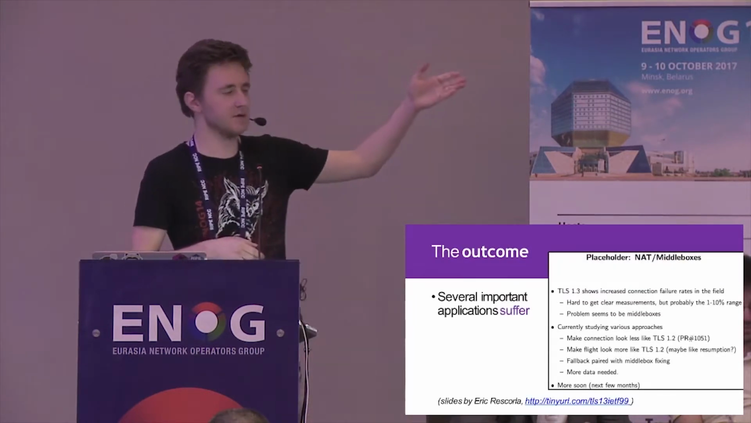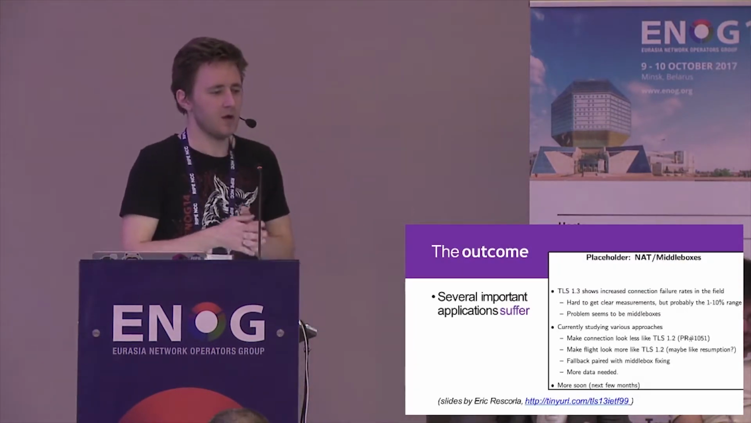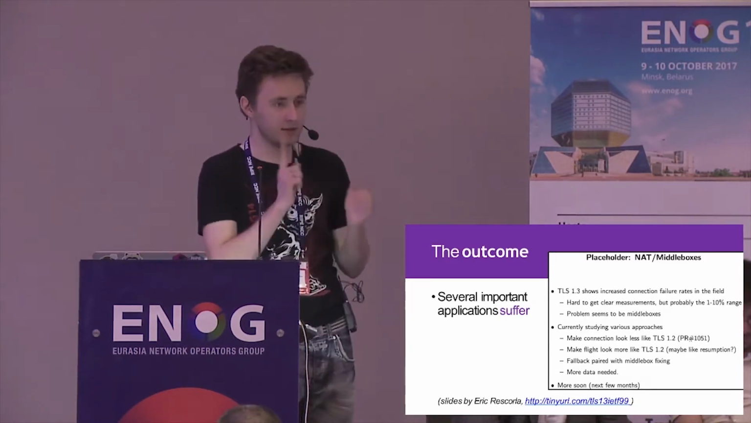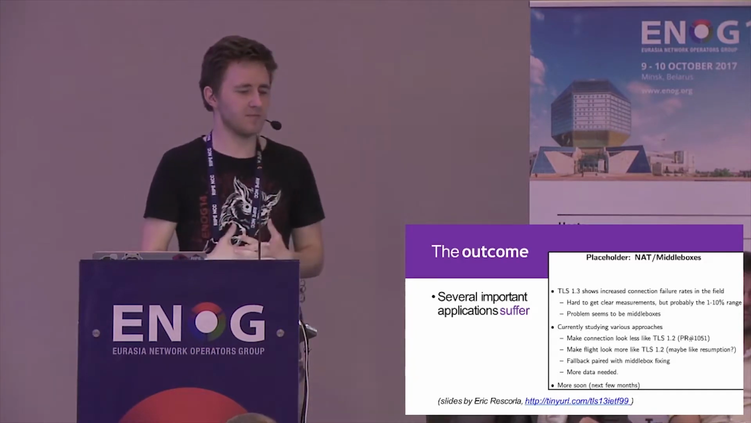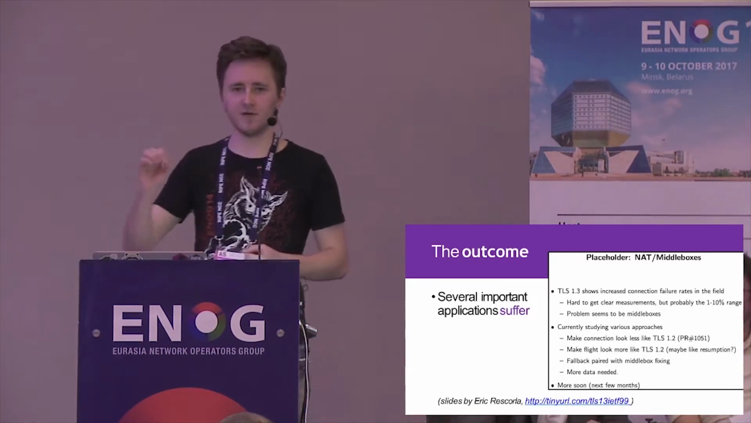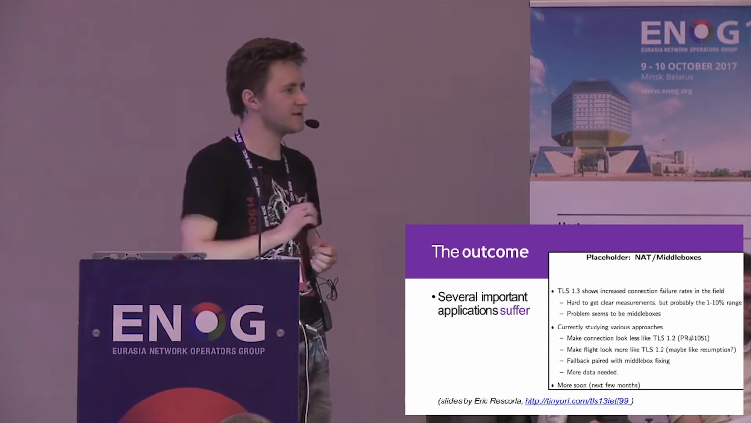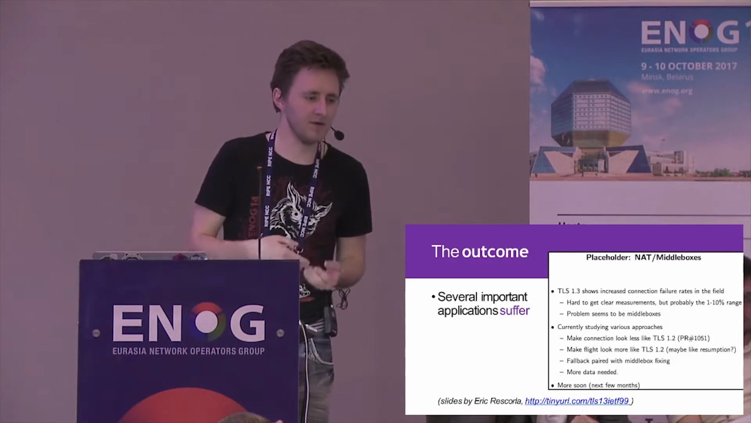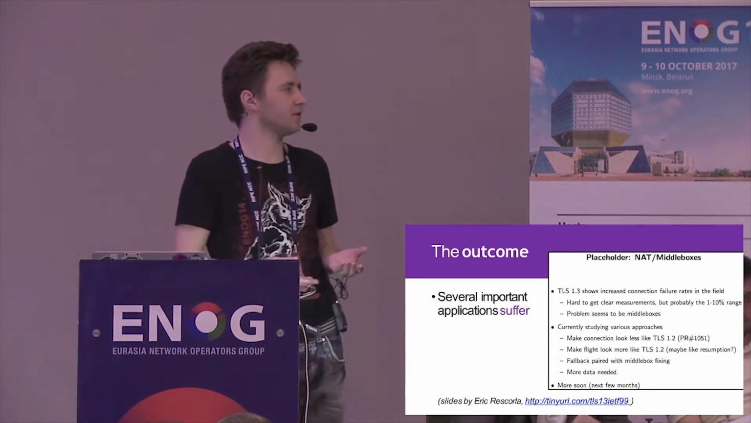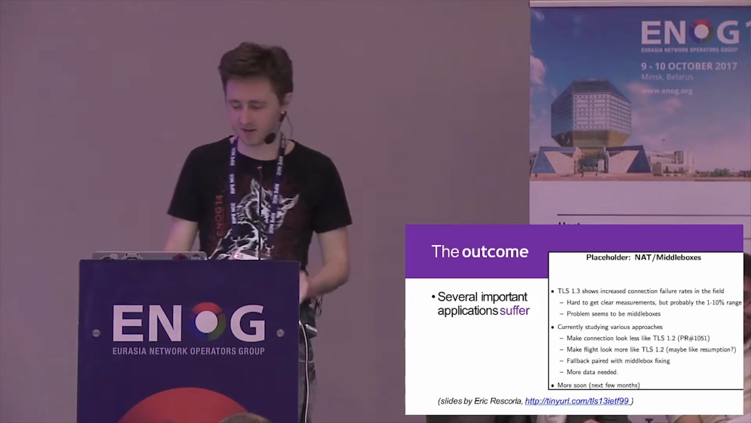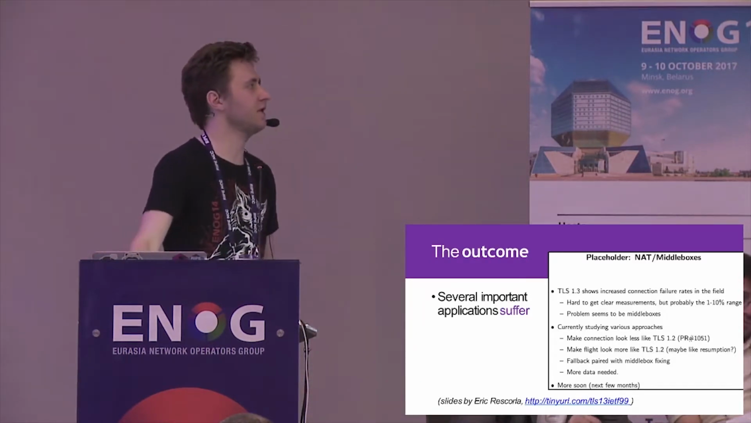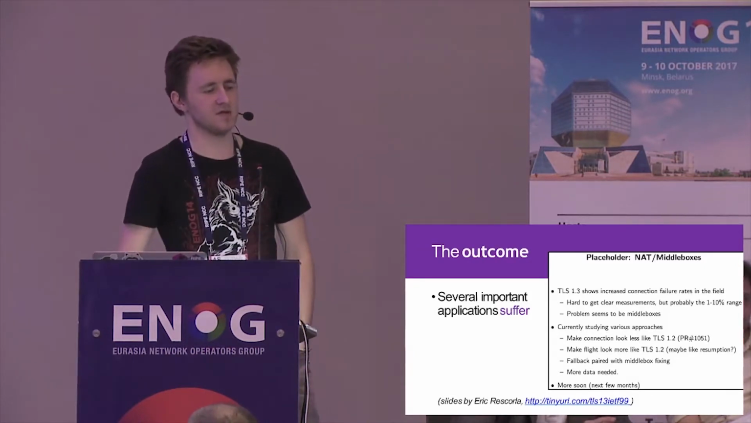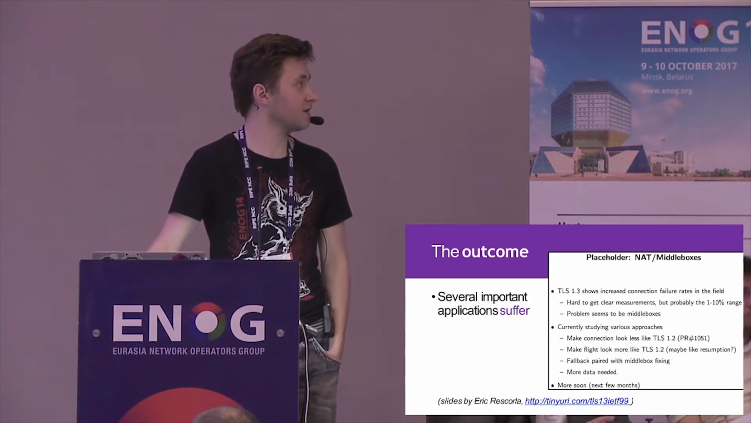For example, this is a slide from Eric Rescorla, when TLS 1.3 was introduced. Serious problems appeared. 1 to 10% of connections were lost because of some middle boxes that could not handle it, did not support it. Thus, TLS suffers from the non-transparency of the network, which has a negative impact on the users.